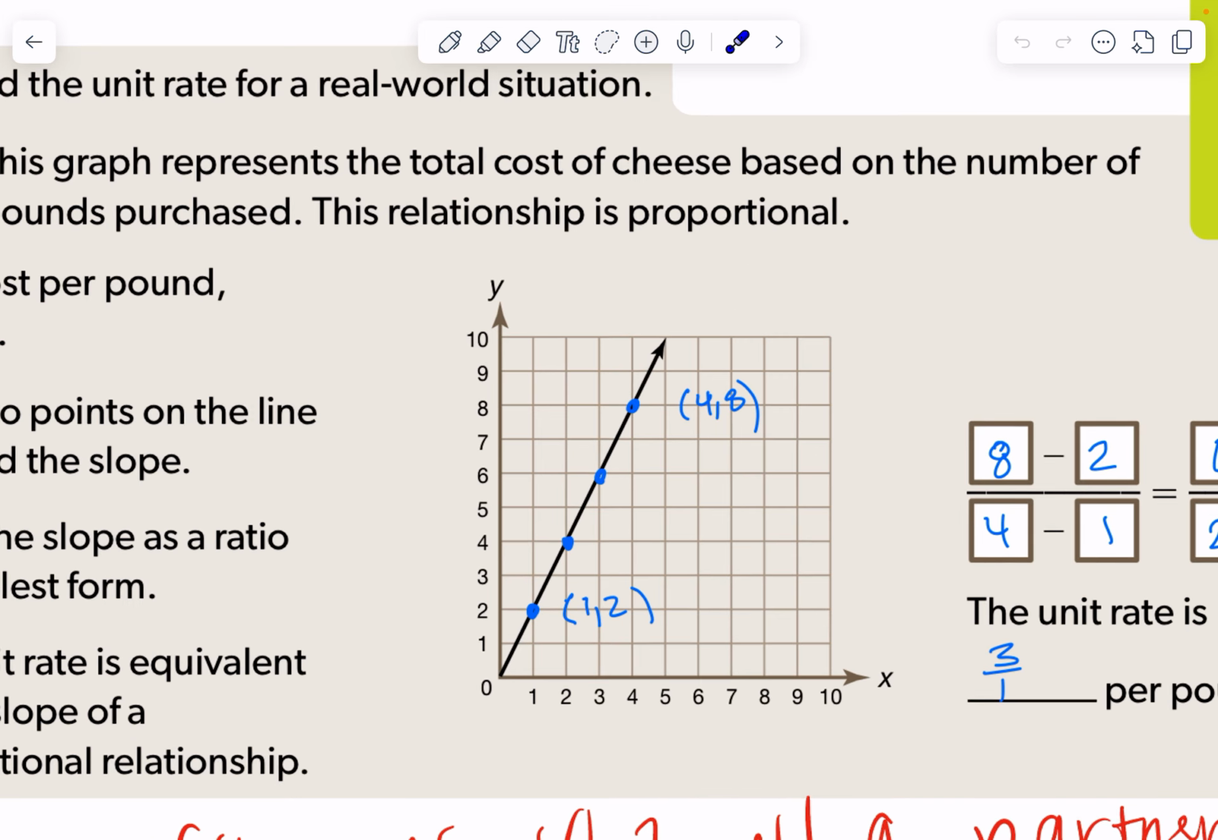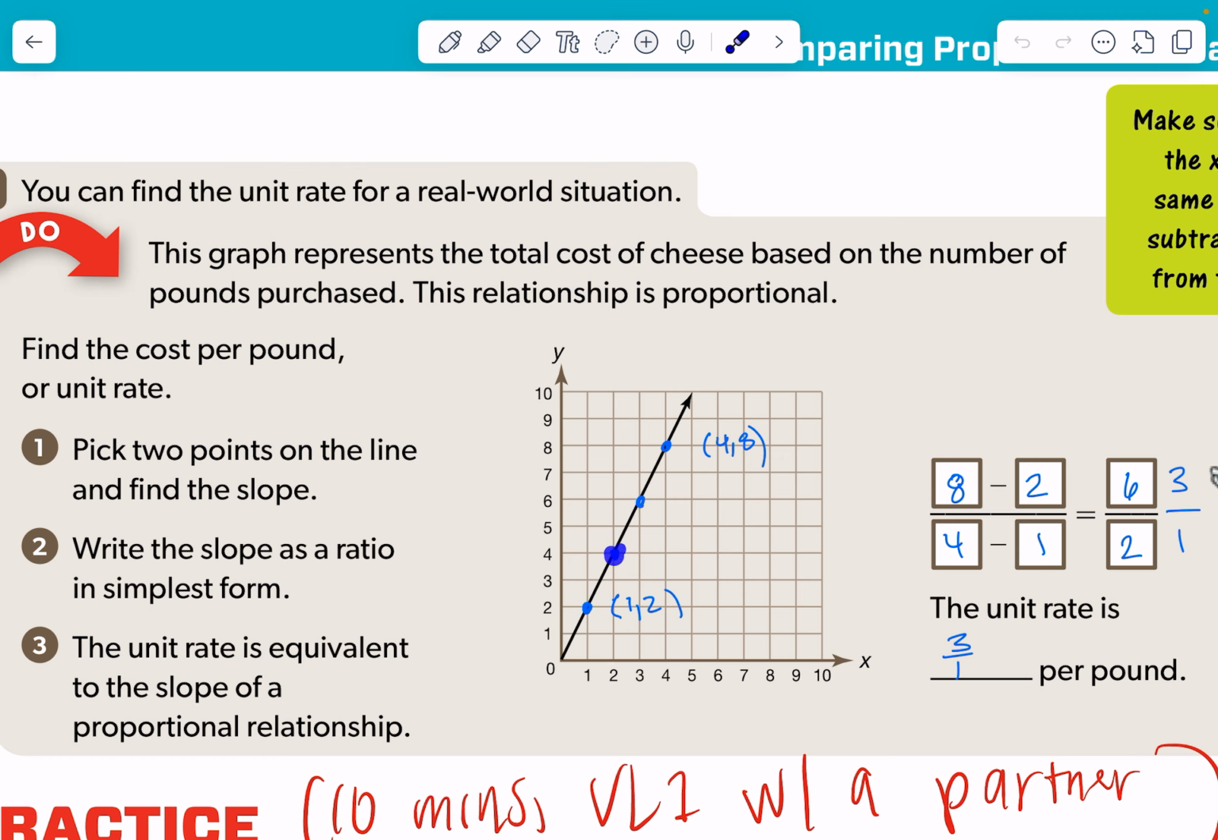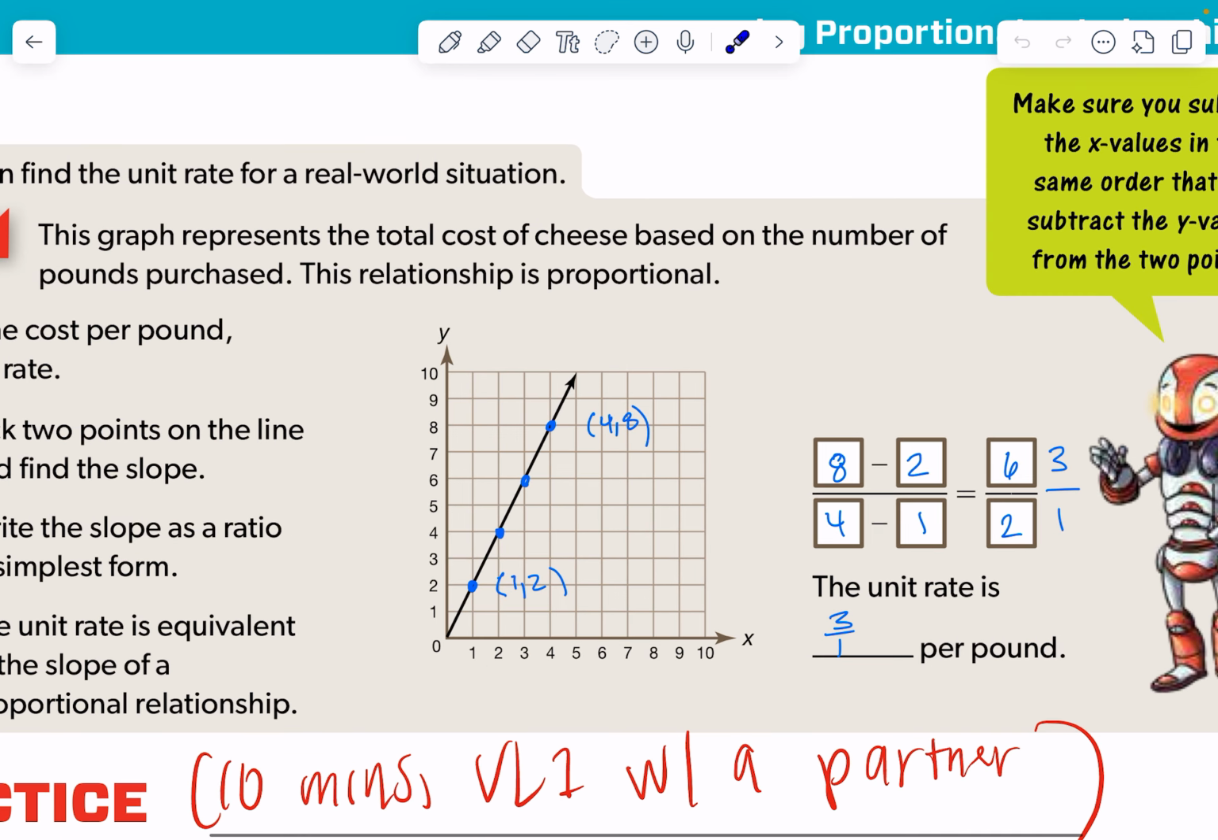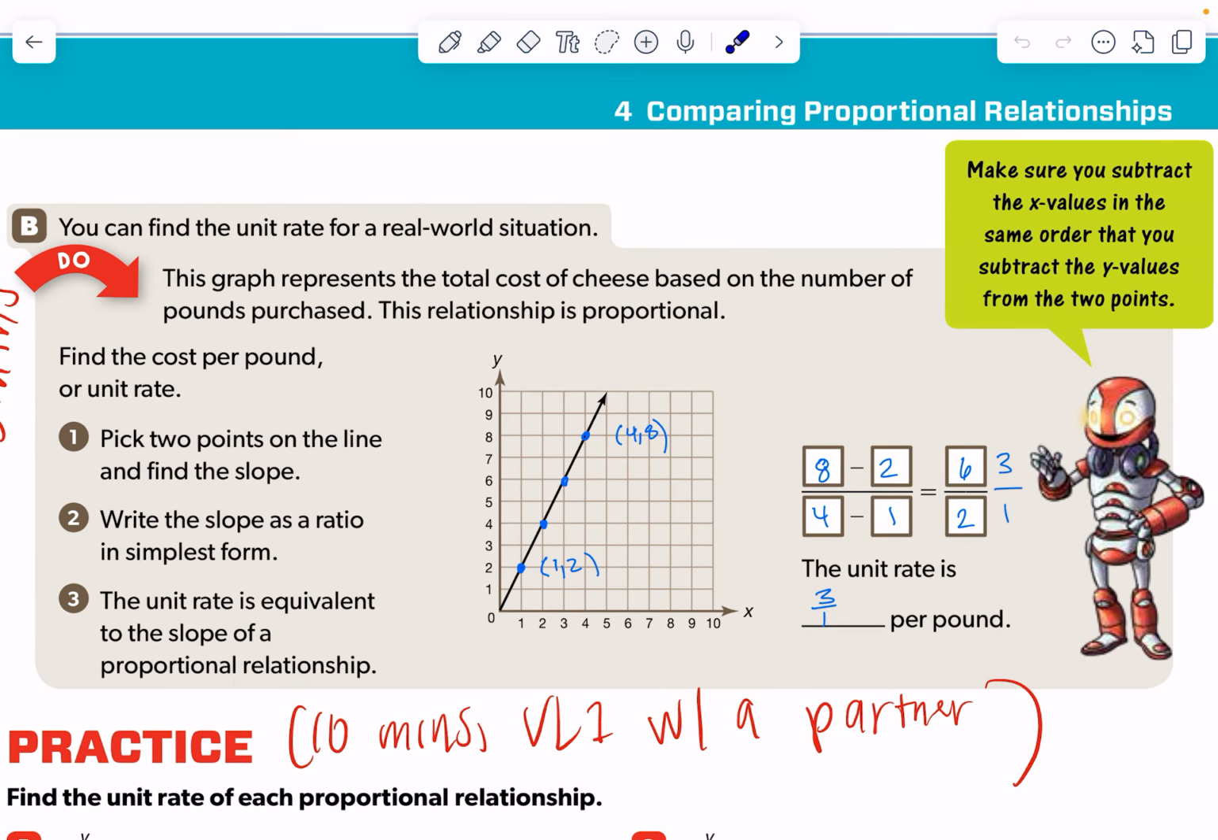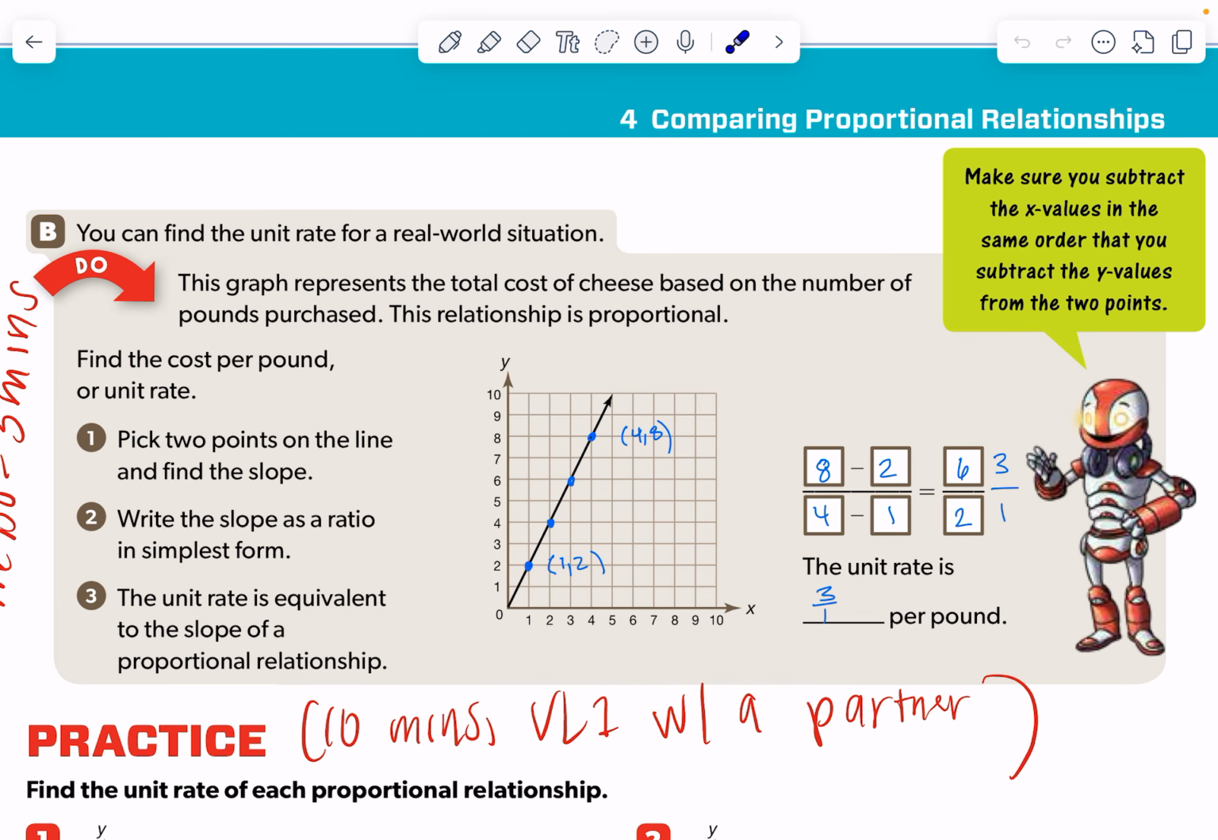So students are going to pick 2 points, any 2 points that they want that are on this line, and they are going to then subtract. In this case, we chose 4, 8 and 1, 2. You are going to subtract your y's. So your y's are 8 and 2. Then you are going to subtract your x's. So 4 and 1. And divide that. So 6 divided by 2 is 3. The unit rate is 3. Okay?